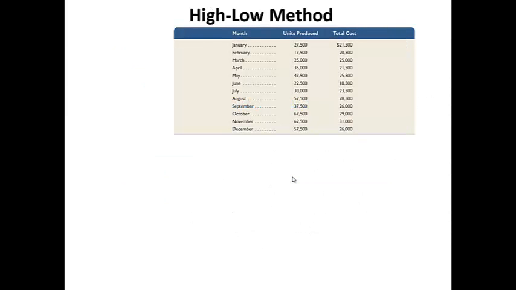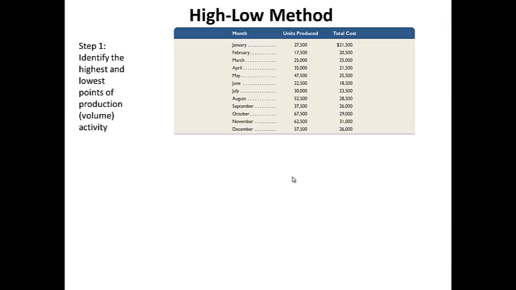Now, here we have a situation where we have 12 months of data. We have the number of units produced during that month for whatever product it is. It's a volume. And we have the total cost of producing those units. And this total cost is composed of both variable and fixed costs. So the question is, how do we separate those costs from each other? Well, the high-low method is one of the ways of doing that. And basically our first step is to identify the highest and lowest points of production volume.